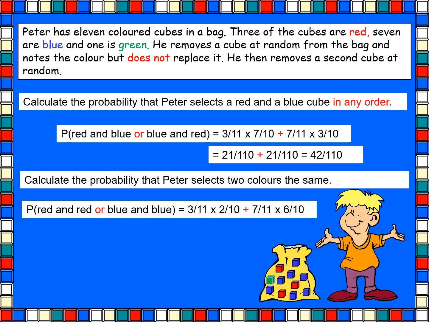For the reds, 3 out of 11 multiplied by what would then be 2 out of 10. And for the blues, 7 out of 11 multiplied by what would be 6 over 10. Working them out individually, red and red is 6 out of 110, and blue and blue is 42 out of 110. But because we're allowed either, the OR rule means that we add these probabilities and get 48 out of 110.